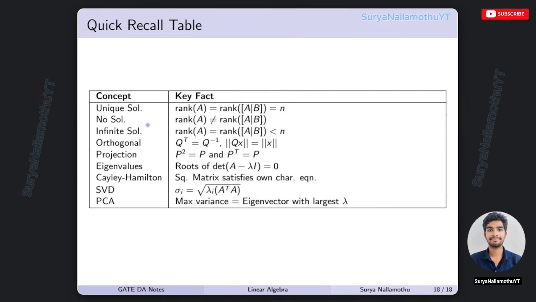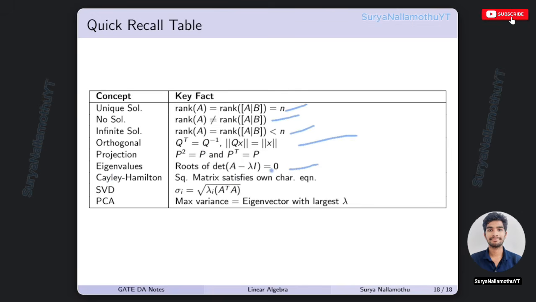This is the recall table. For a unique solution, this is the form. For no solution, this is the formula. And for infinite solutions, this is the formula. For an orthogonal matrix, Q transpose is equal to Q inverse. This is also one form. For projection, we need to follow these two rules: it is idempotent, and it is symmetric. For eigenvalues, we need to find them by applying this formula.